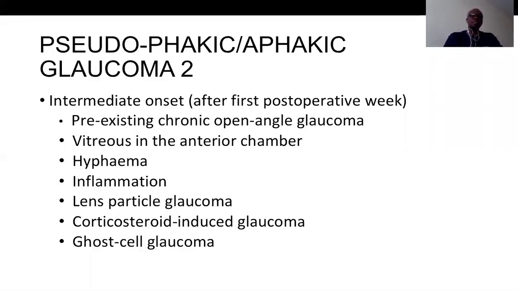So other causes in this category include hyphema, inflammation, lens particle glaucoma as explained, steroid-induced glaucoma as explained, and then ghost cell glaucoma. In this case, hemorrhage within the vitreous cavity generates red blood cells that get altered and migrate anteriorly into the anterior chamber and eventually turn into tan-colored particles that occlude the trabeculum. These patients also respond to IOP-lowering medications, but if there's no relief in the long term, they may eventually require AC washout.